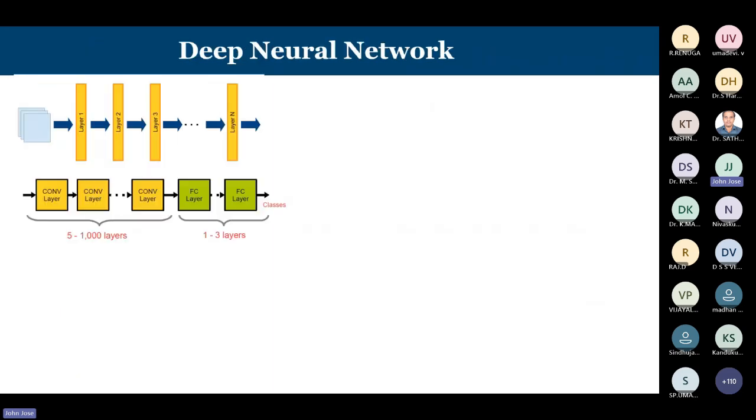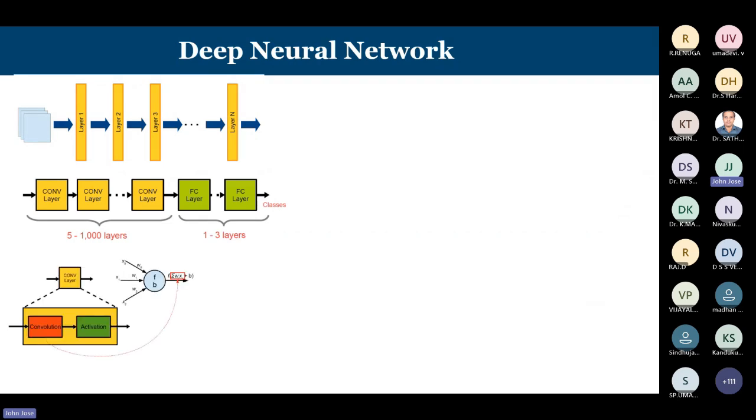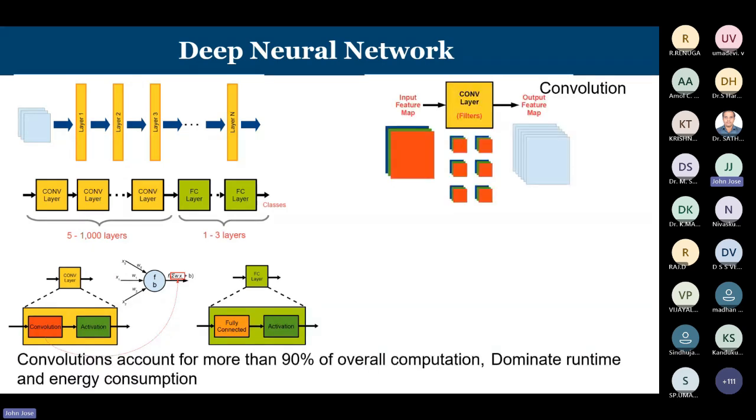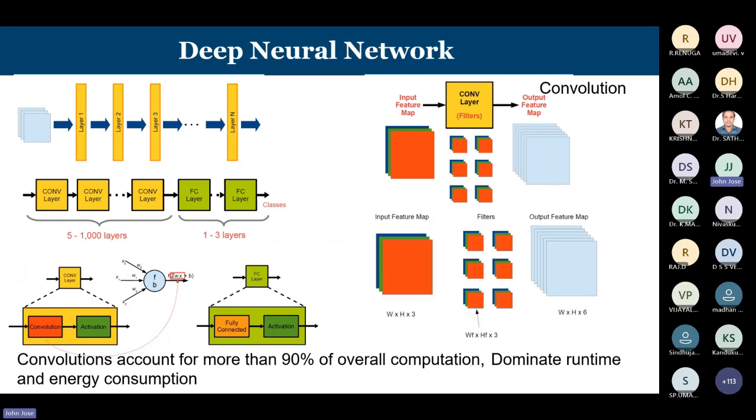Now, what is a deep neural network? The deep neural network consists of a lot of convolution layers and some fully connected layers at the end. Now, what is this convolution operation? The convolution operation is a multiplication of input and corresponding weight, that's sigma wi xi, plus a bias that you are going to apply. And then you have a fully connected layer. So we have an input feature map, and then we have the filters, which are known as the convolution layers, and then we have an output feature map. In all this neural network, convolution accounts for more than 90% of overall computation. So it dominates runtime as well as energy consumption.